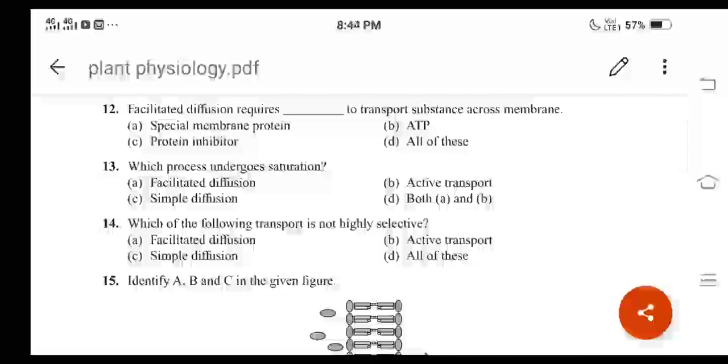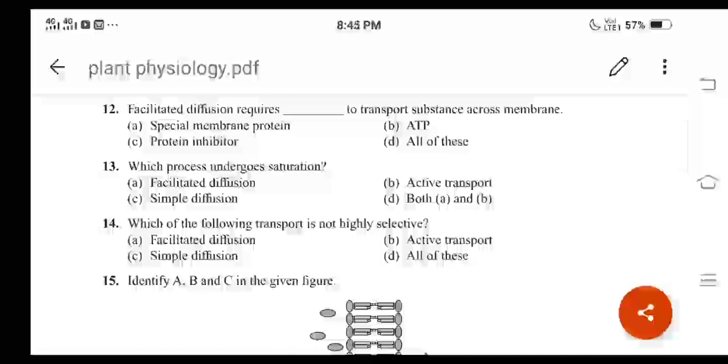Which of the following transports is not highly selective? Option E is facilitated diffusion, then active transport, then simple diffusion, all of these. Here, not highly selective means simple diffusion is the correct answer, because facilitated diffusion and active transport are selective processes.